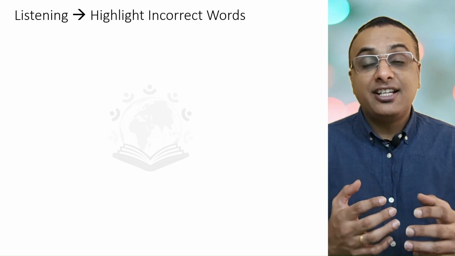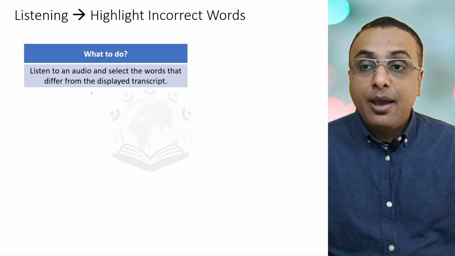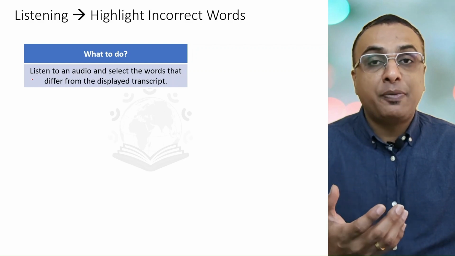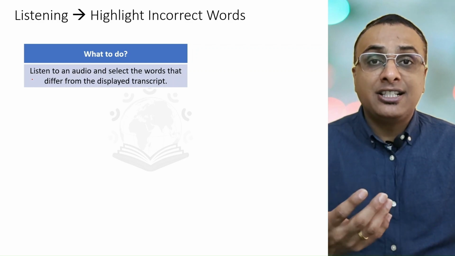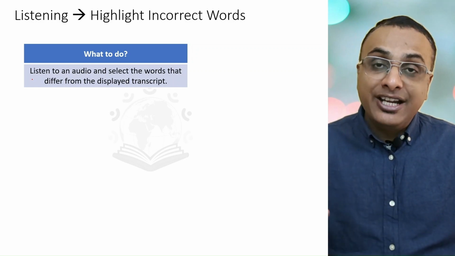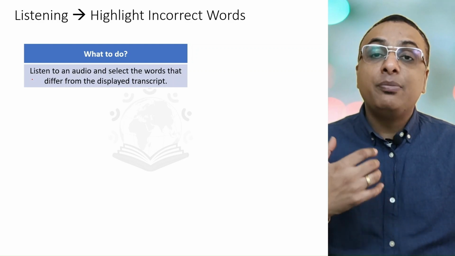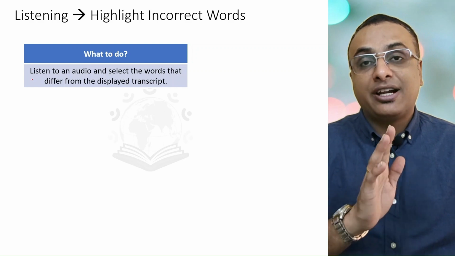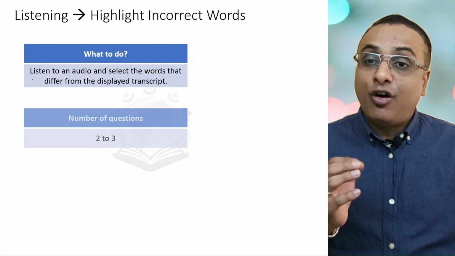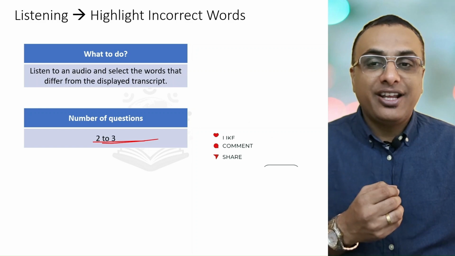Moving ahead, let's understand what needs to be done at a very basic level for highlight incorrect words. PTE says that you need to listen to an audio and select the words that differ from the displayed transcript. In simple words, a transcript would be displayed on your screen. Additionally, they will be reading the transcript in the form of an audio. In this audio, while you're listening, there will be words that differ from the displayed transcript. You will have to identify those words and select them. For how many questions would you have to do that? For about 2 to 3 such questions in your exam.